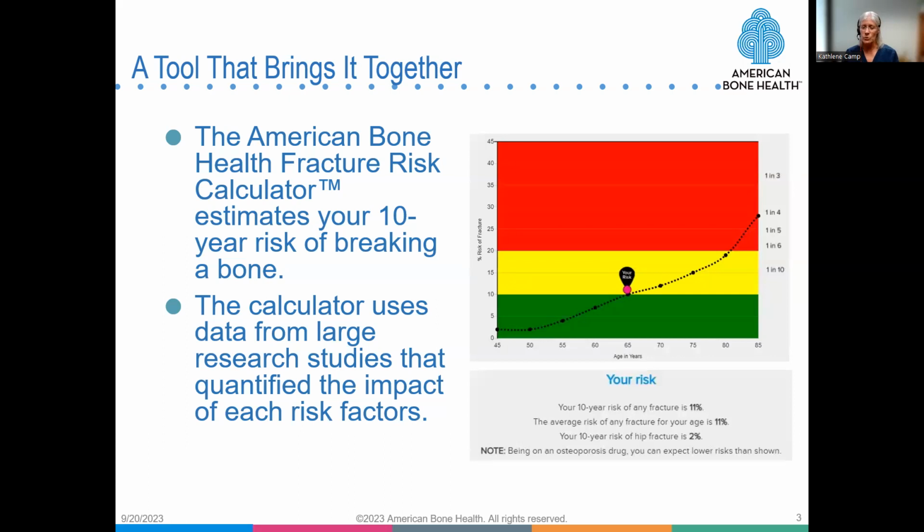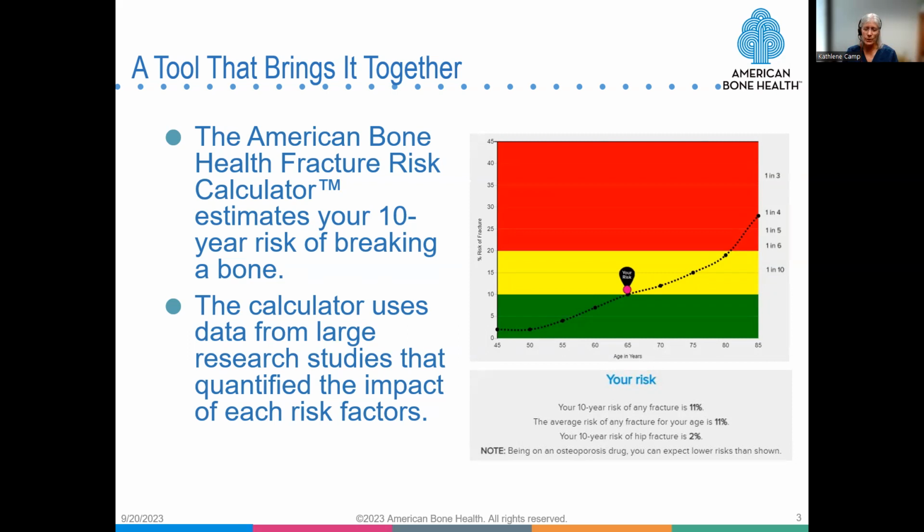This is a valuable tool for use in discussions between patients and their healthcare provider about the prevention and treatment of osteoporosis. The tool has a patient-friendly graphic display of the risk results, comparing it to expected risk, and categorizes the risk as low in green, medium in yellow, or high in red.